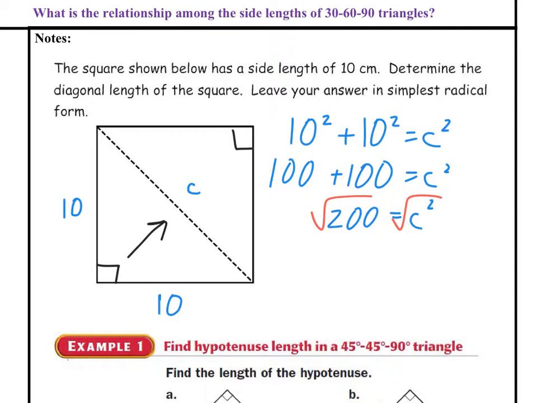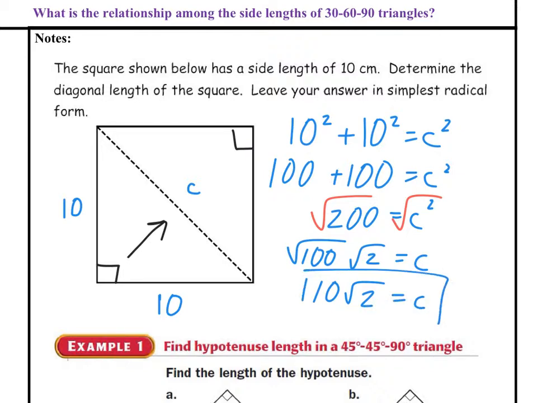You end up taking the square root of 200. Highest perfect square that 200 can divide by is what? 100. And so we're going to split this up into the square root of 100 times the square root of 2. So your answer should be 10 root 2 is equal to C. So we know that this side is 10 root 2.